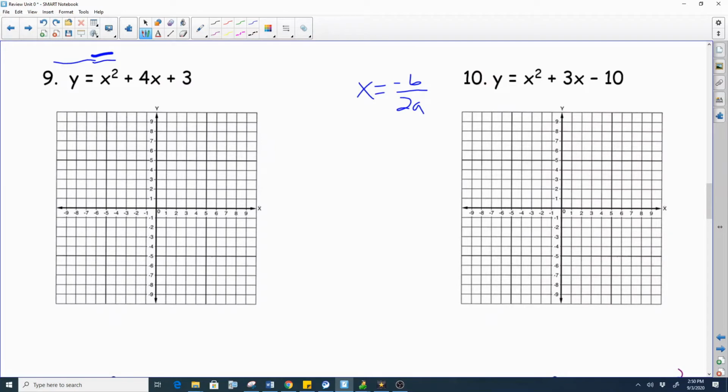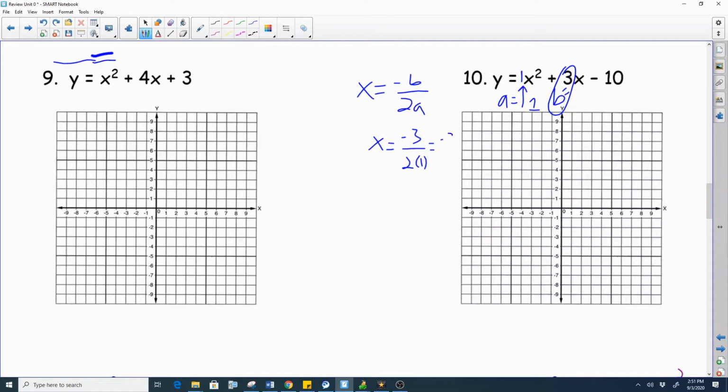And so our b value is what? Our b value is 3. And then our a value is the invisible 1 right there. There's our a value, just a 1. Okay, so now we use the formula. We go x equals negative b, which is negative 3, all over 2 times a, 2 times 1.